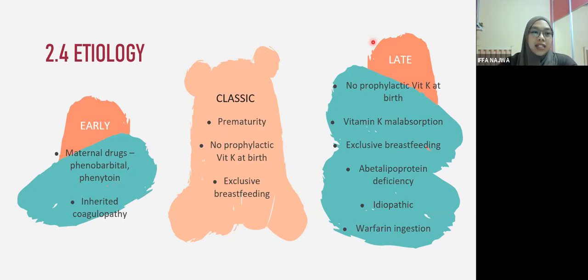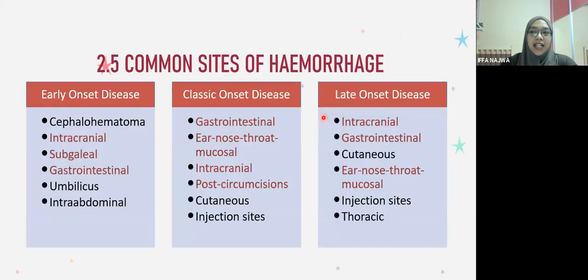And then the third one is the late onset VKDB. It is associated with conditions that feature malabsorption of the fat-soluble vitamin K, such as cystic fibrosis, neonatal hepatitis, and biliary atresia. So, the bleeding in VKDB can be anywhere, but most frequently, bleeding tendencies occur in the GI, nasal, subgaleal, intracranial, or post-circumcision.